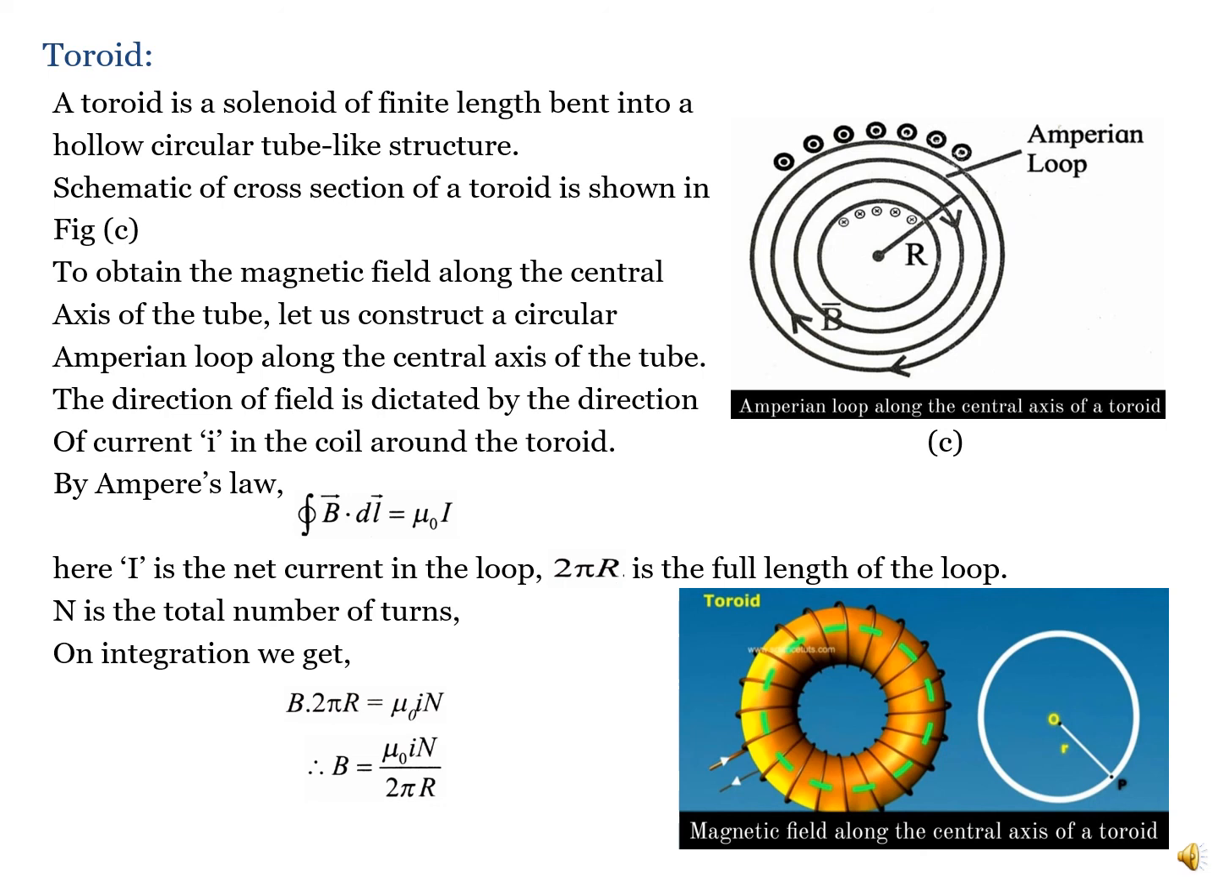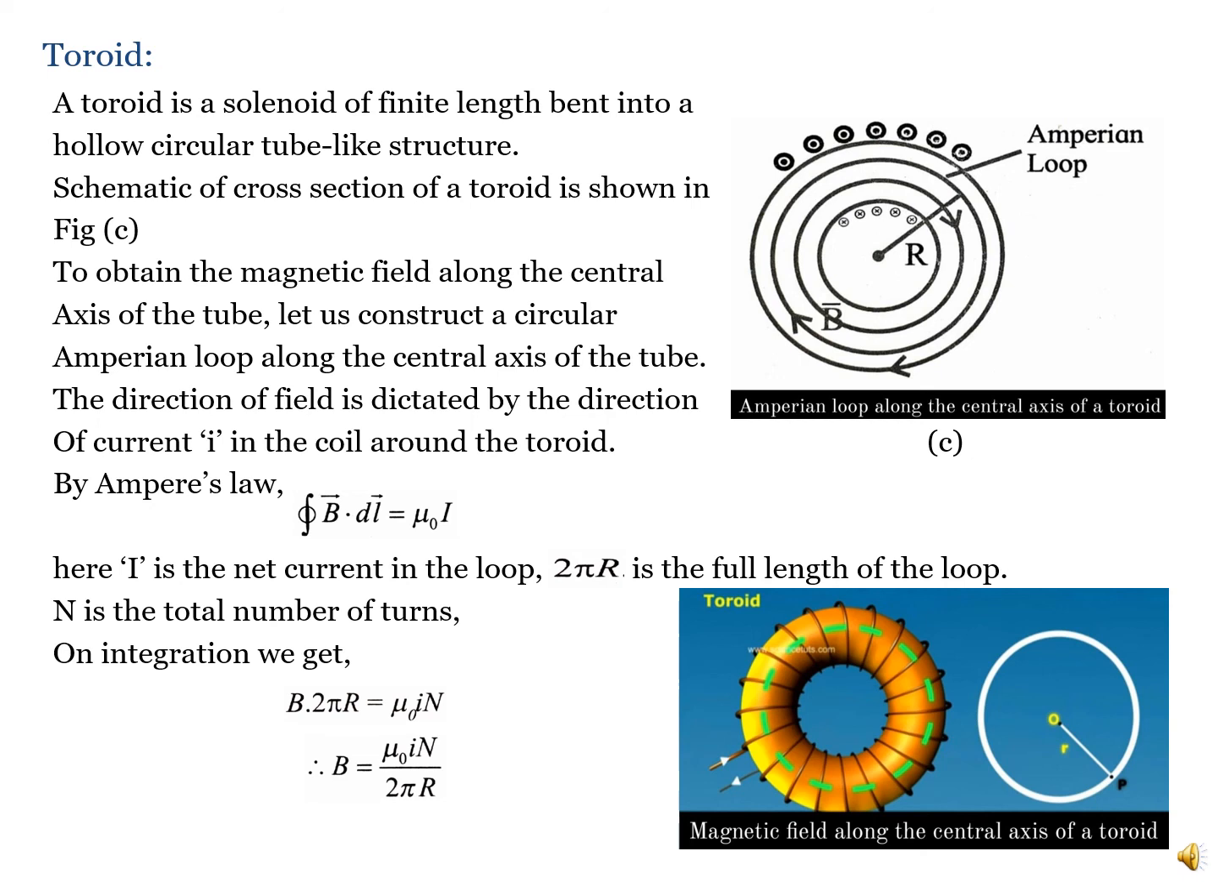By Ampere's law, the closed integral over B⃗·dl⃗ equals μ0 I, where I is the total current encircled by the loop. Here B can be written outside the integration sign, and integration of dl is nothing but L. So the equation becomes BL equals μ0 IN.